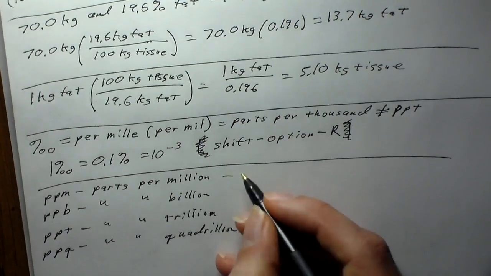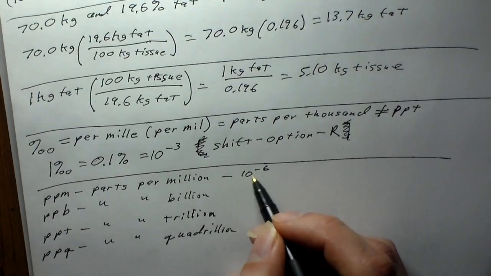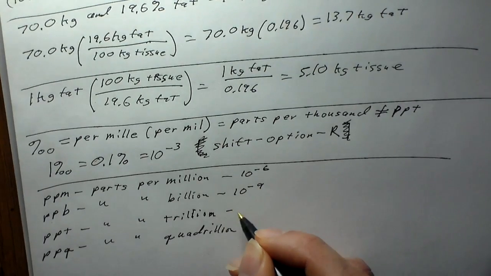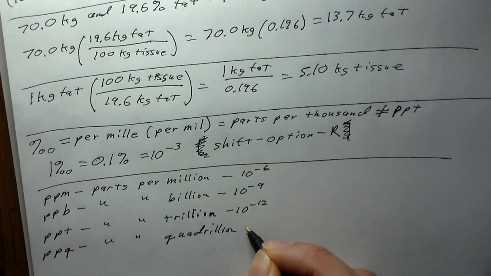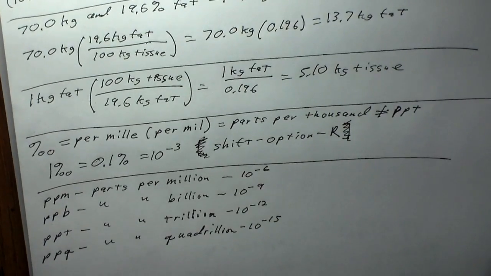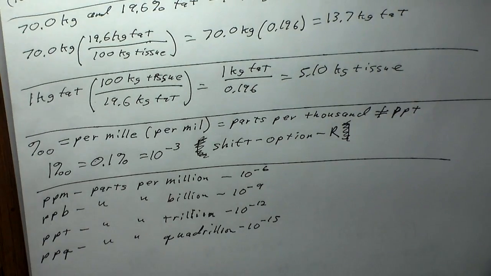So the parts per million is going to be, a million is, of course, 10 to the 6th, so that's going to be 1 over 10 to the 6th. So part per billion is going to be 10 to the minus 9, part per trillion is 10 to the minus 12, and part per quadrillion would be 10 to the minus 15th if you happen to be dealing with something that is that small.